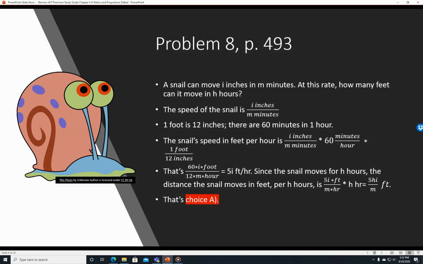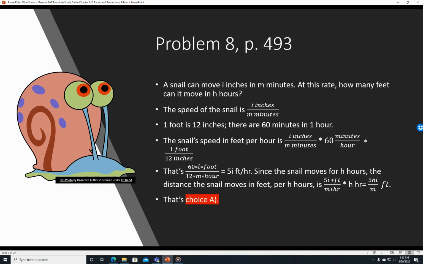All right, problem 8, page 493. A snail can move I inches in m minutes. At this rate, how many feet can it move in h hours? Well, the speed of the snail is going to be I inches over m minutes, or I inches per minute if you like. 1 foot is 12 inches, and there are 60 minutes in 1 hour. Hopefully you know that, but in case you don't, you do now. And they will give that to you on the test, actually, especially English measurements, because it could be somebody who's from almost anywhere else in the world that uses the metric system rather than the English measurement system.